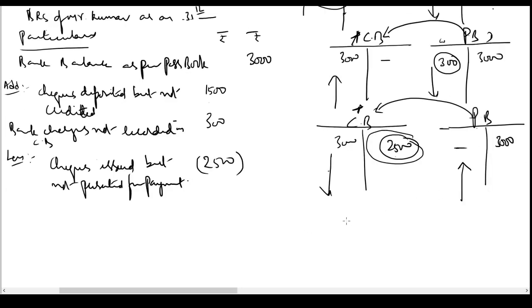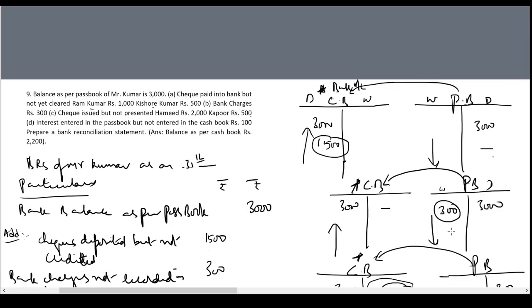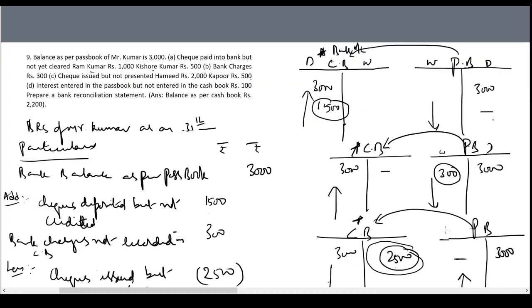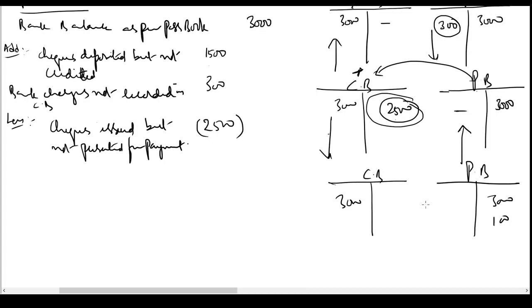Next, interest entered in the passbook, not entered in the cash book, rupees 100. We have been allowed some interest. Cash book, passbook, 3000, 3000, 100 rupees. Interest earned entered in the passbook but not entered in the cash book, rupees 100. So passbook is showing a higher balance, cash book is showing a lower balance. So what should I do to the passbook to make it equal to the cash book? I have to reduce it by 100 rupees.